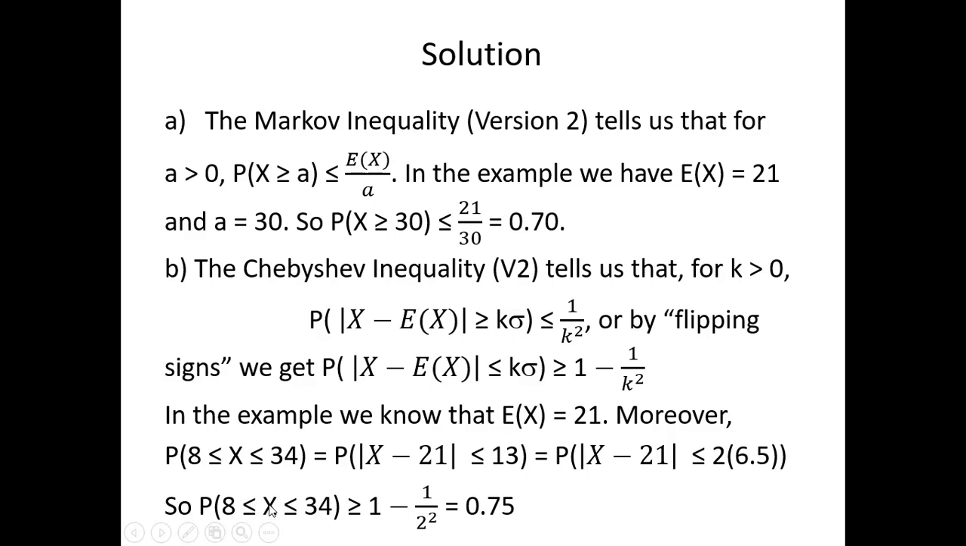So we know that the probability X is between 8 and 34 is greater than or equal to 1 minus 1 over 2 squared, and that's equal to 0.75. Again, we're getting k equals 2 from this sort of upper bound here by breaking down to 13. 2 times 6.5, that's how we get k is equal to 2. So that completes the solution to example 1.